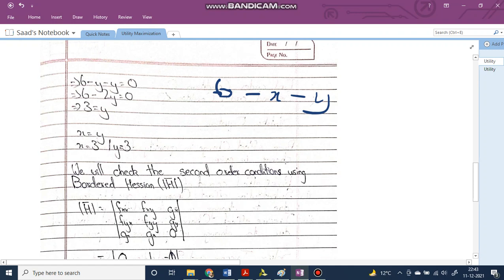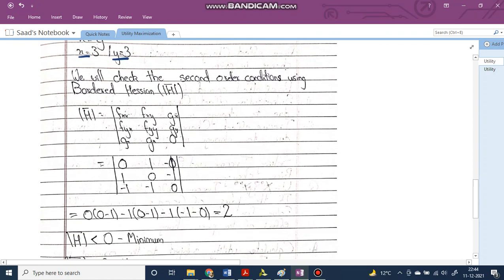As you can see, I have already substituted y instead of x. Then we will get 6 minus 2y equals 0, by which we get the value of y, which is 3. Similarly, we already know that x equals y, therefore x is also 3 and y is also 3. Now we will check this utility function by the bordered Hessian.